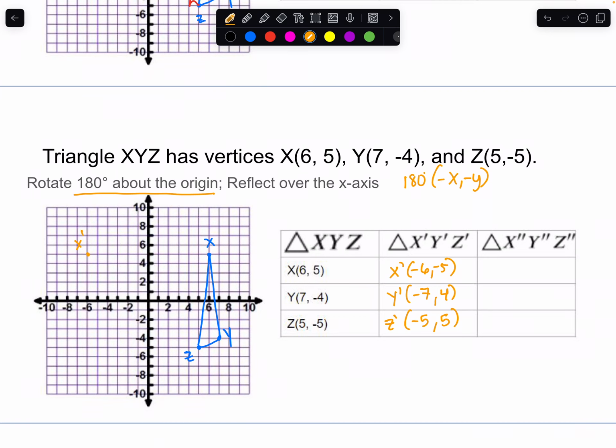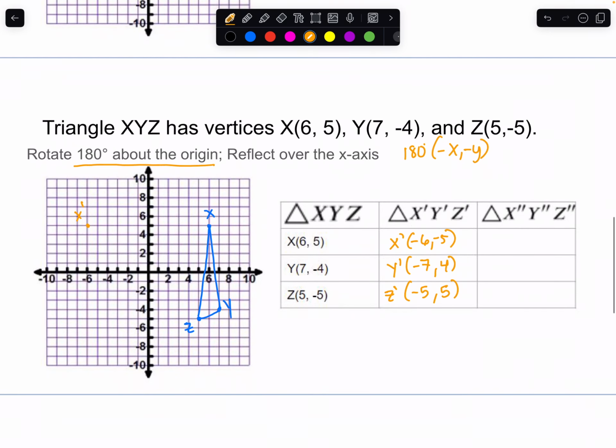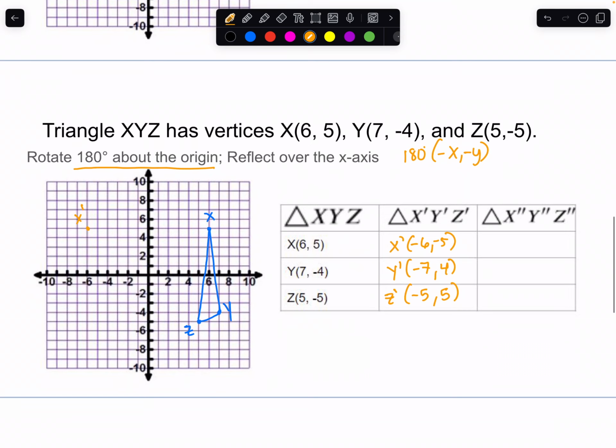sorry, I'm missing something here with my rotation. 180 degrees, opposite, negative 7, 4, negative 5, 5. There we go, that's the problem. I realized I was noticing, where is my problem here? The thing is, I was graphing negative 6, negative 5 wrong.